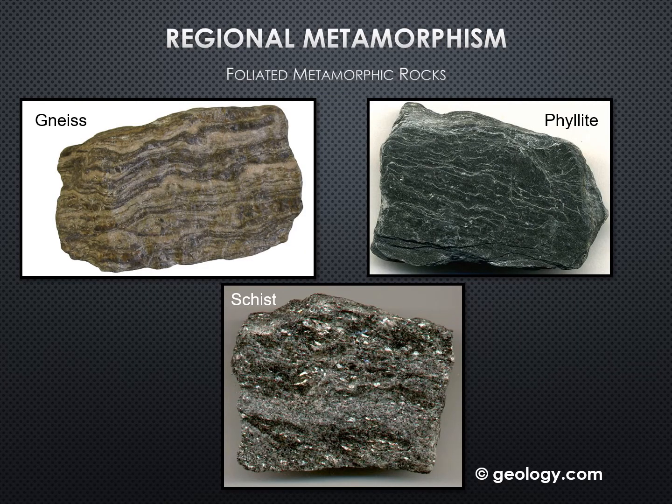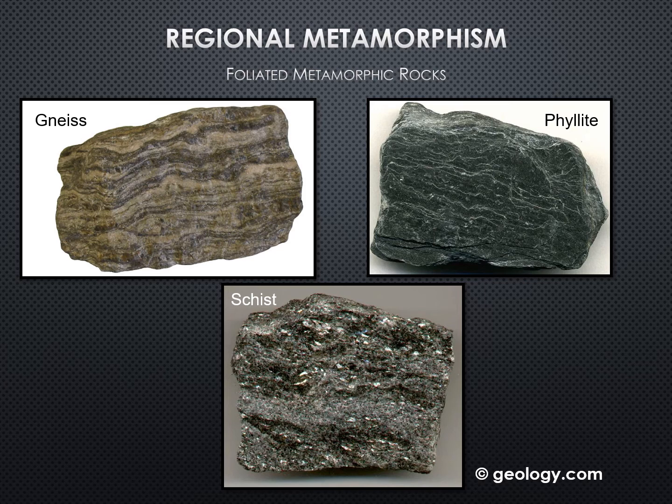So regional metamorphism develops what we call foliated metamorphic rocks. So again, foliation refers to a wavy or kind of folded looking surface. And we have three examples here. We've got gneiss, phyllite, and schist.